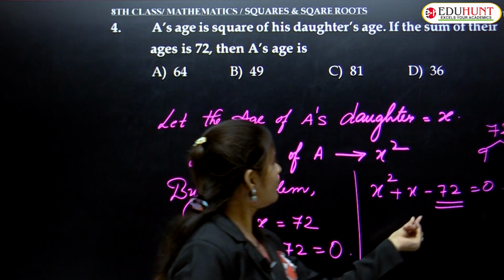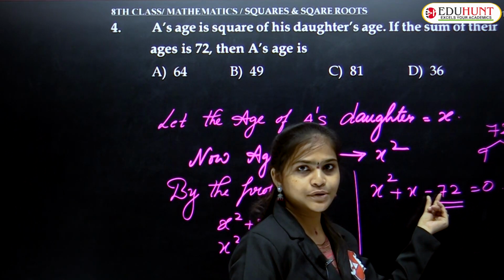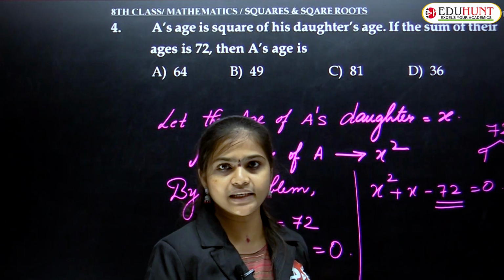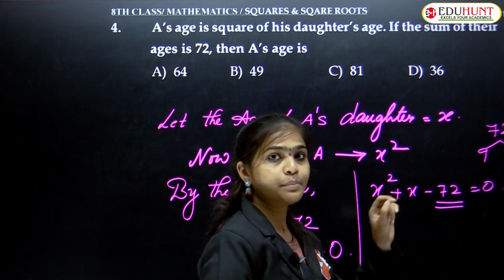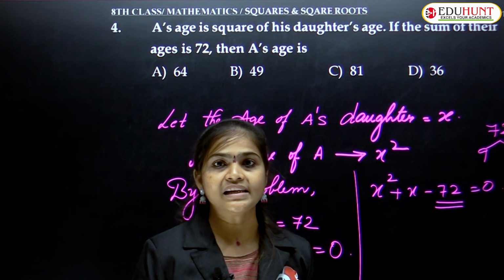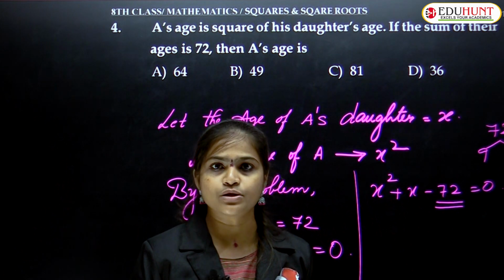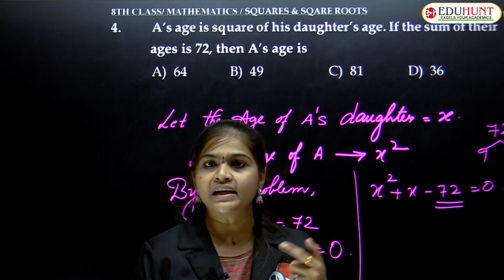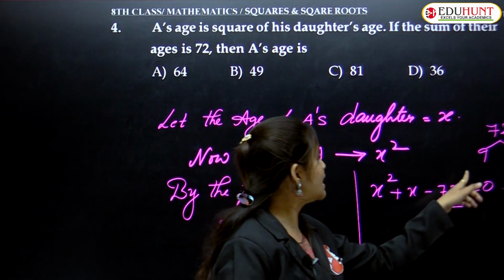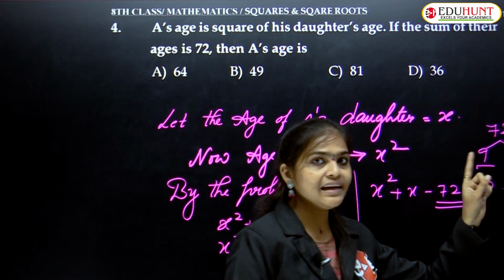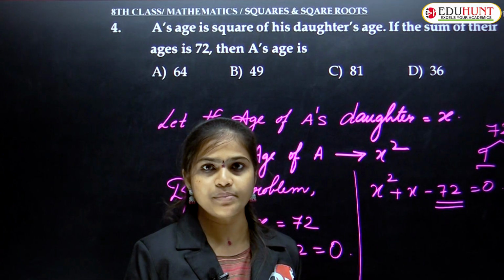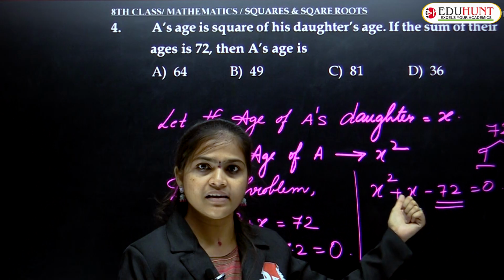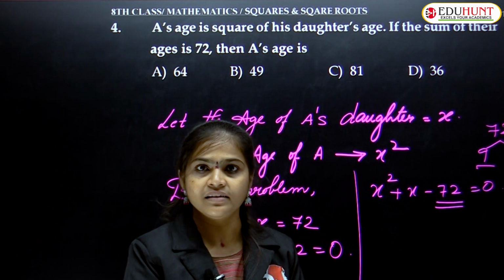And one more thing. Here the negative symbol is there, so the product should be negative. And the middle term is positive. When will we get a positive value? If you subtract the smallest number from the biggest number, then only you will get the positive value. Here, 9 and 8: what is the smallest number? 8. The greatest number? 9. So 9 minus 8 is 1.